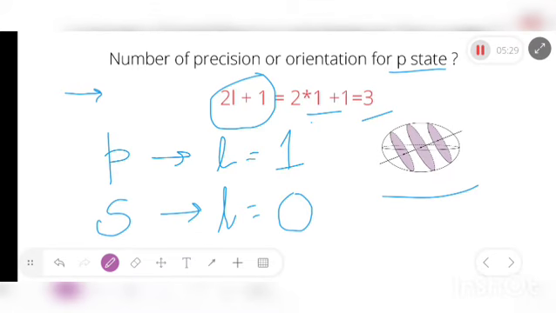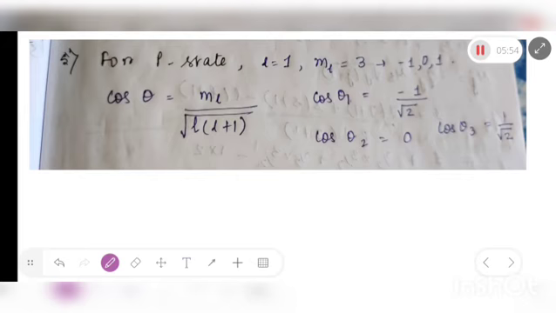Now for the next question, we will find the angle between these three orientations. And you know why we are getting these three orientations? We are getting them due to the different values of ml. For L equals 1, we get 3 values of ml, right? Now we will find the angle between these three axes, these three orientations. Question number 3 is for the p state.